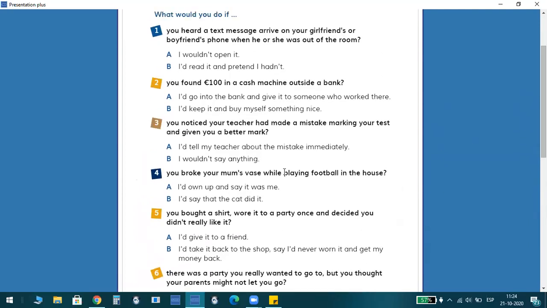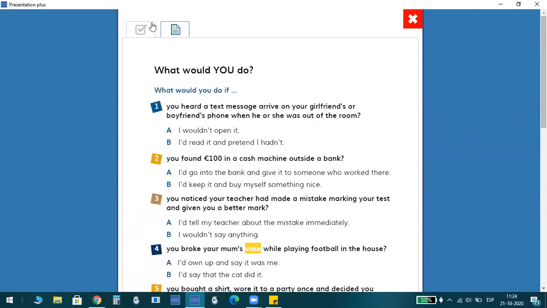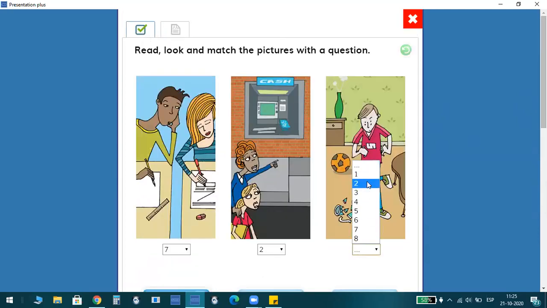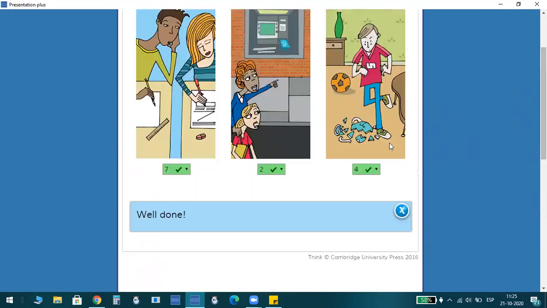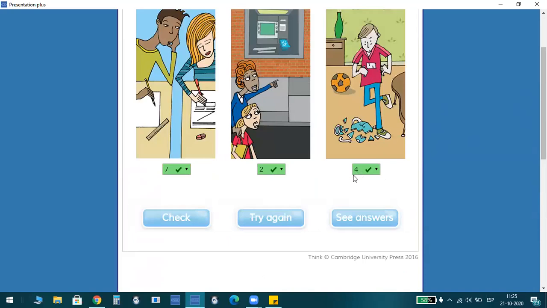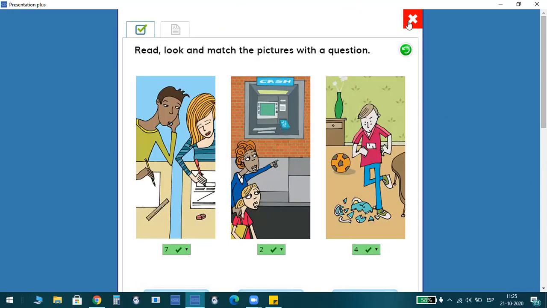Number four, yes. So in British English, they call it vase, and in American English, they call it vase. Vase. Four, I think. Yes, it should be good. Yeah, all right. Easy peasy. Seven, two, and four.